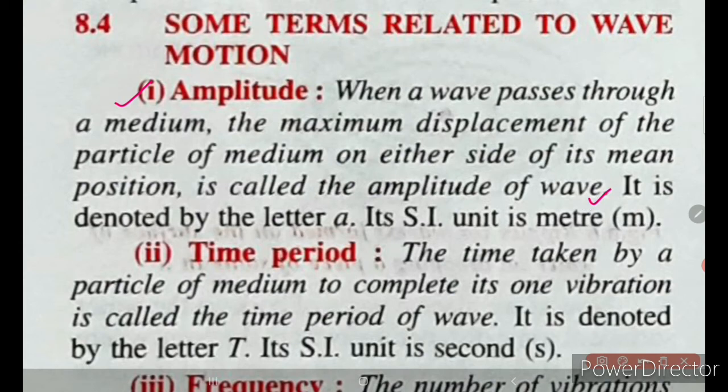Now here, whenever a wave is passing, from the previous video you must have known that either a compression or a rarefaction is created, and either a crest or a trough is created. When these things are being created, obviously the molecules need to move. So the maximum displacement of the molecule, either while creating a compression, a rarefaction, a crest, or a trough, is known as the amplitude, which is denoted by the small letter a, and the SI unit is meter.